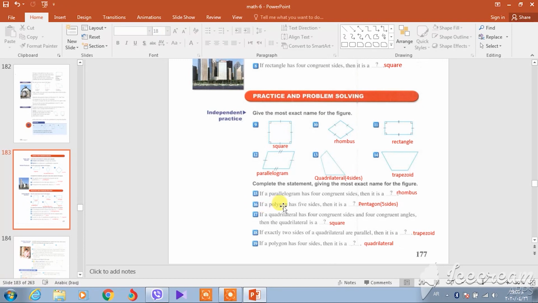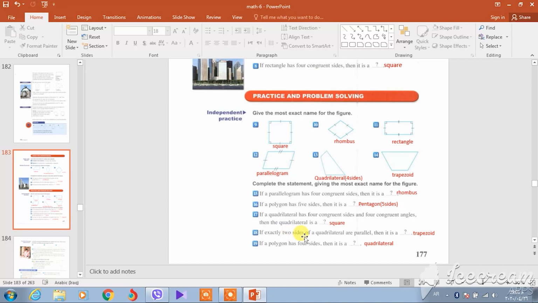Number 16. If a polygon has five sides, then it's a pentagon. You can just say five sides. Question 17. If a quadrilateral has four congruent sides and four congruent angles, then the quadrilateral is a square. If you have four congruent sides and four congruent angles, this is a square.